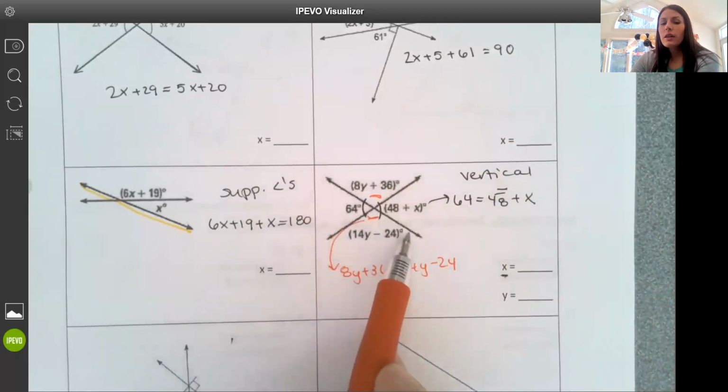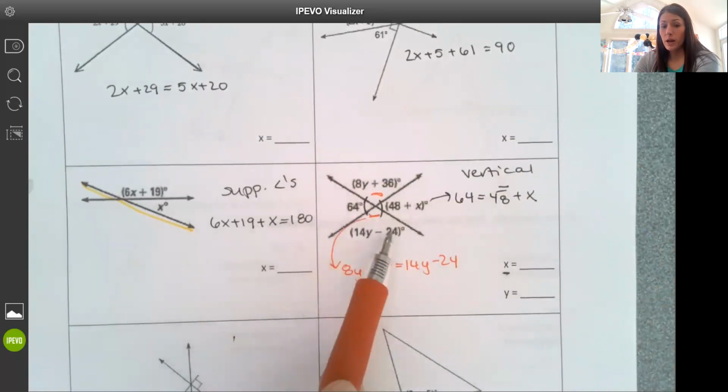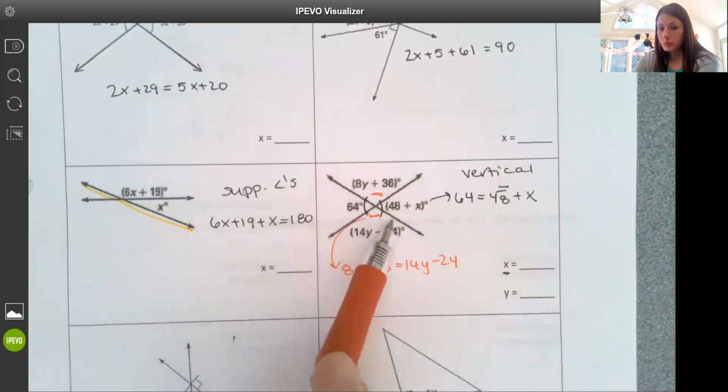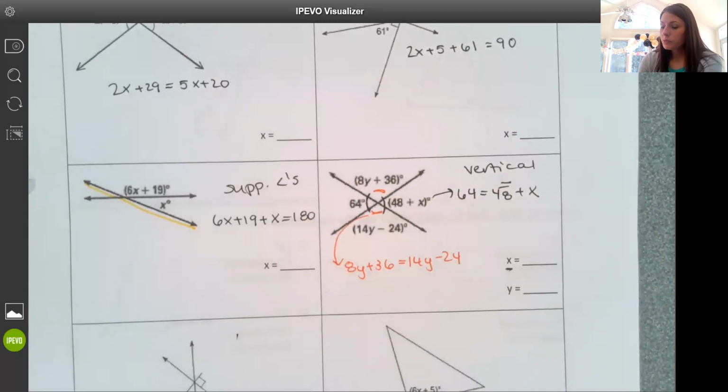I can't use the line that's created because one's an x and one's a y, so that's not going to work. I could use it here to solve for y. I could use the fact that that adds up to 180 and creates a line. Okay, and then we solve from there.